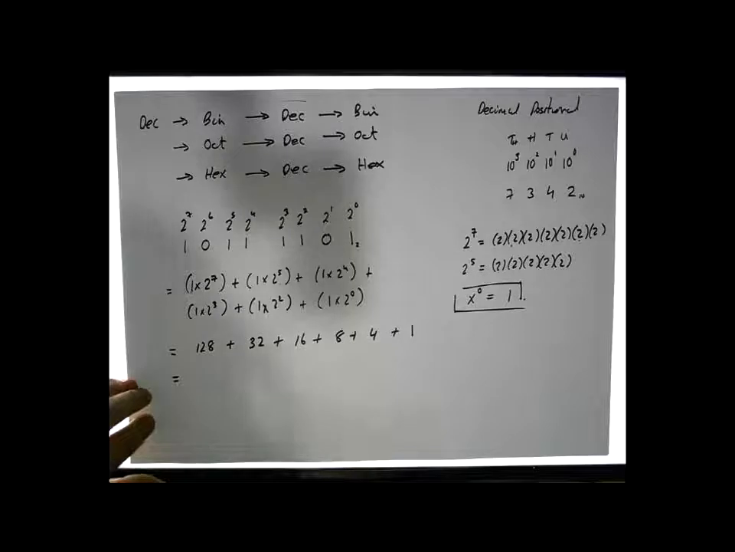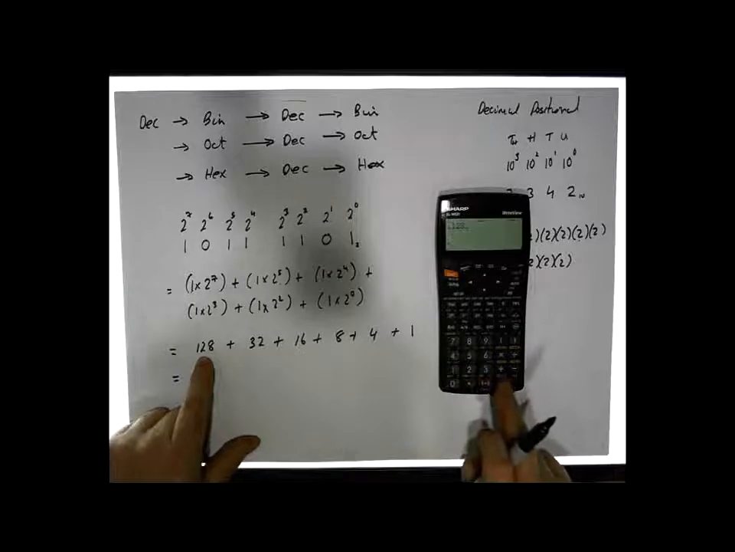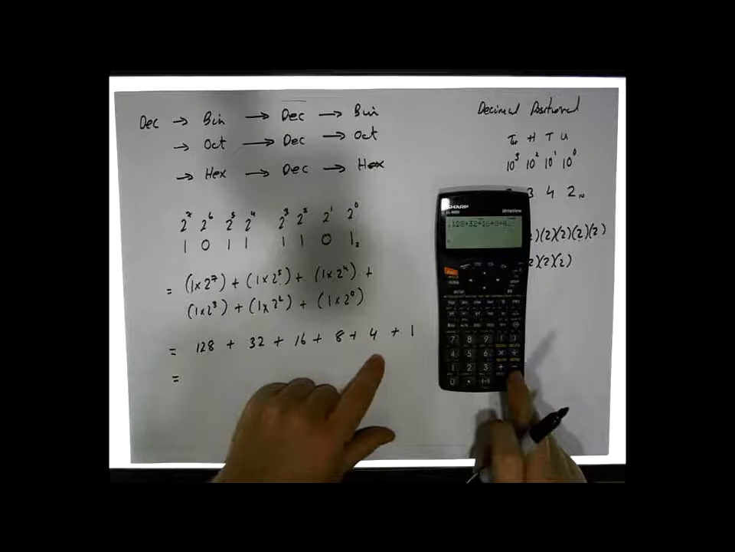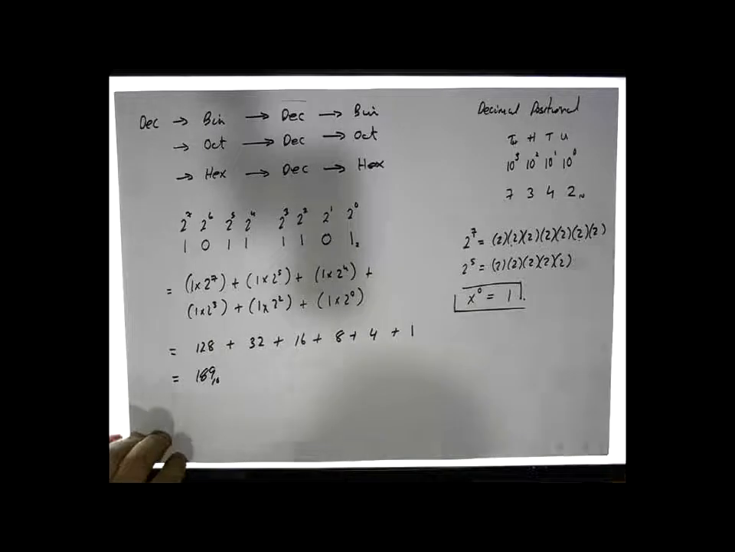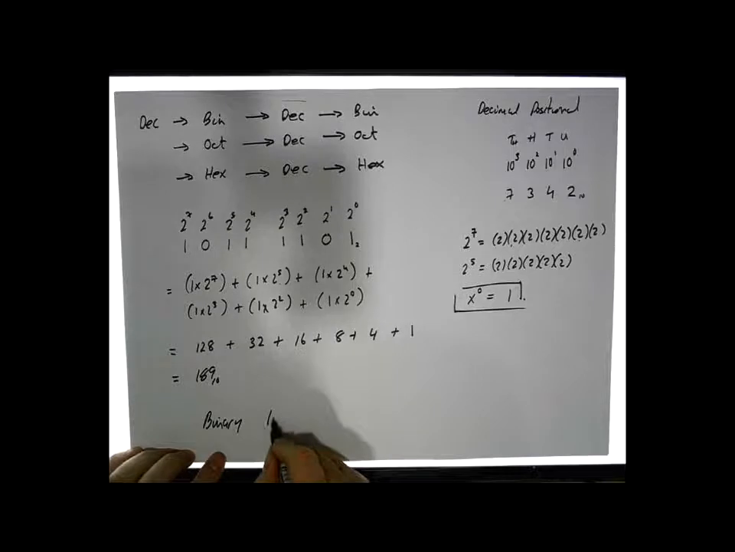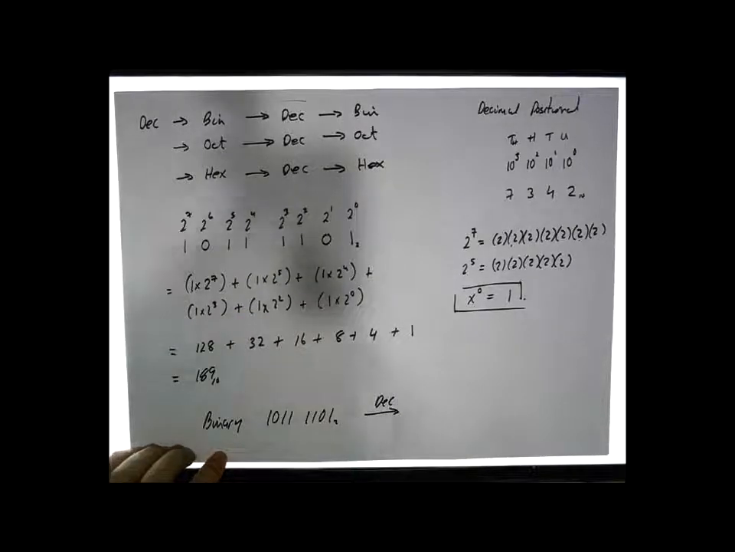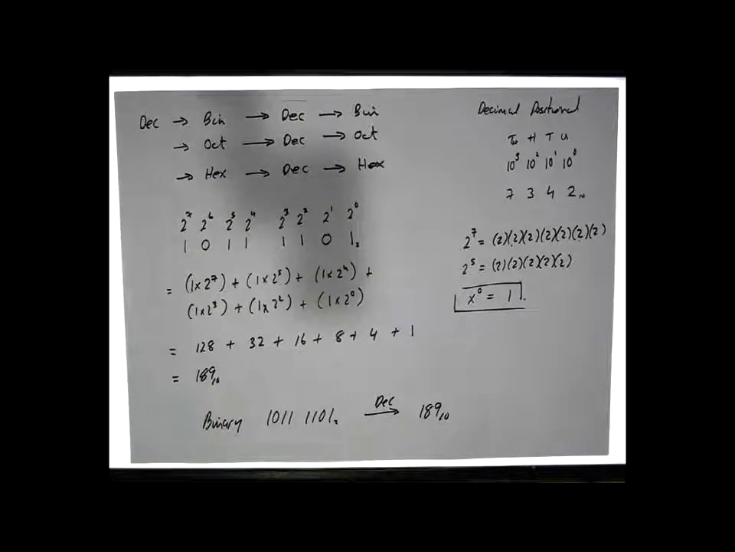So now what do we have? Well, let's just grab our calculator, so no errors. 128 plus 32 plus 16 plus 8 plus 4 plus 1 gives us 189 in base 10. Okay, so let's just write this down. The binary number 1011 1101, base 2, converted to decimal is the number 189 in base 10. And that's effectively it. That's how you convert to decimal. That's how you convert all numbers to decimal.